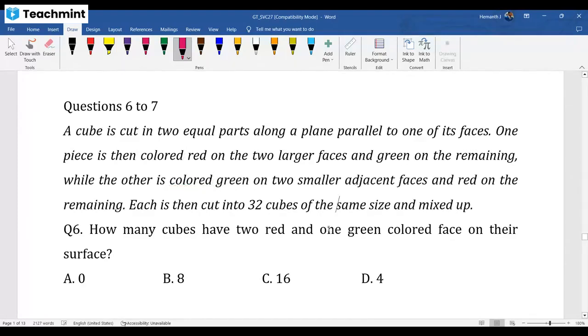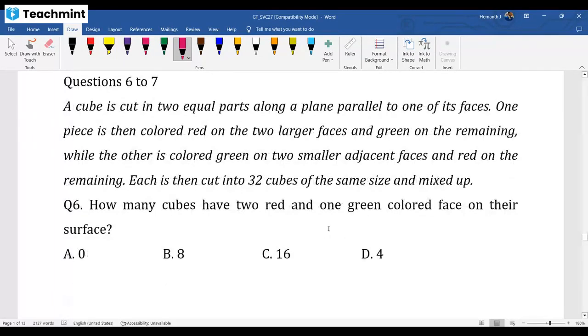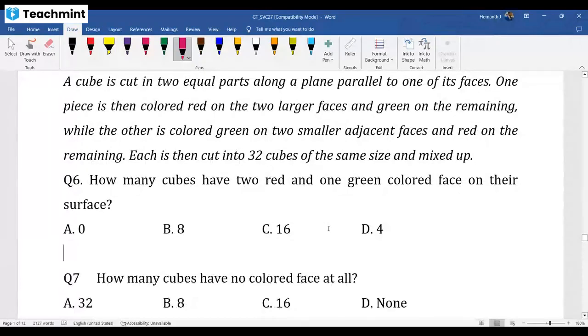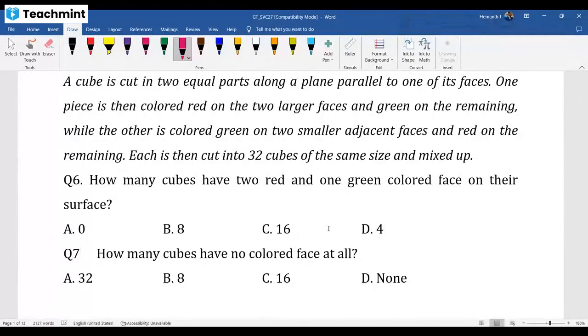A cube is cut in 2 equal parts along a plane parallel to one of its faces. One piece is colored red on the two larger faces and green on the remaining, while the other is colored green on 2 smaller adjacent faces and red on the remaining. Each is then cut into 32 cubes of the same size and mixed up. How many cubes have 2 red and 1 green? That's one question. The other question: how many cubes have no colored face at all?